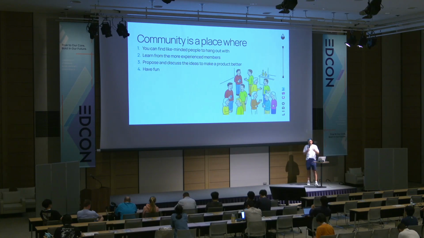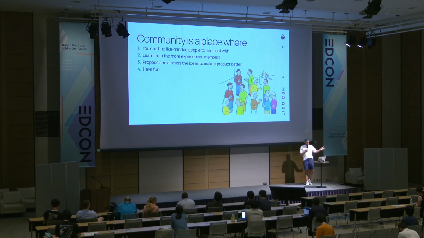So the community is a great place. If we try to explain it in a few key words or features, we can say that a community is a place where people can find like-minded people to hang out. So for example, all of you sitting here can be considered an AdCon community or Japanese Ethereum community because you are all here and you're probably sharing the same interest.